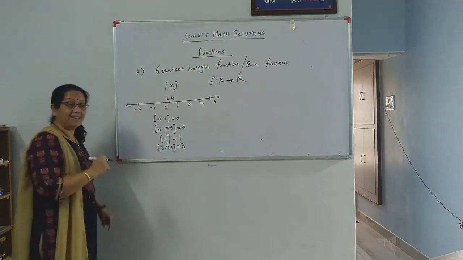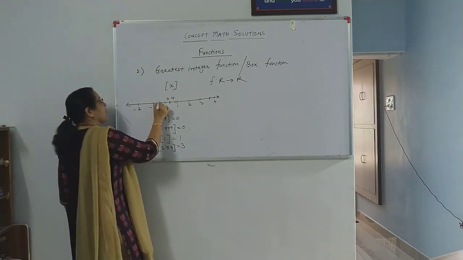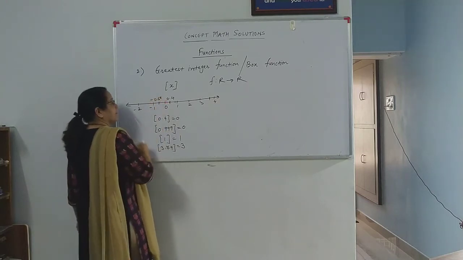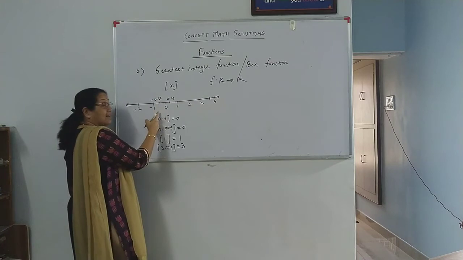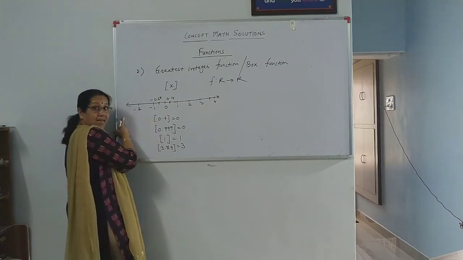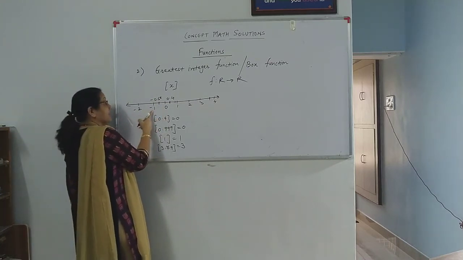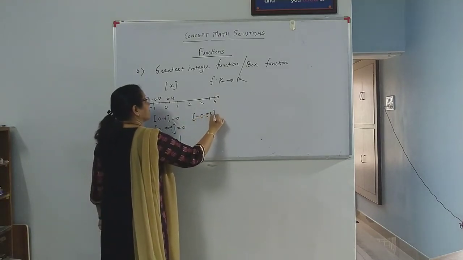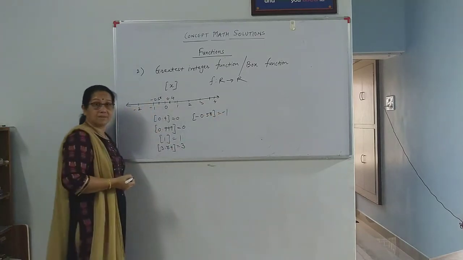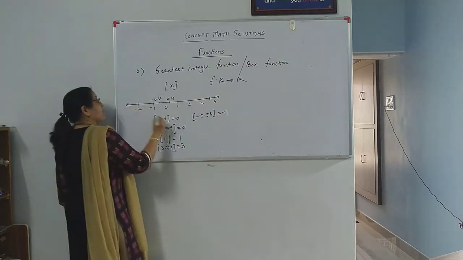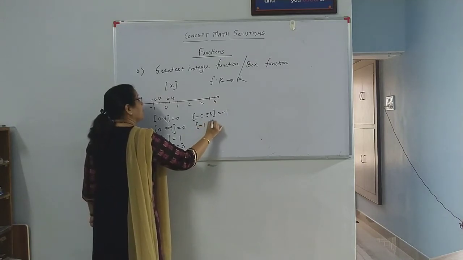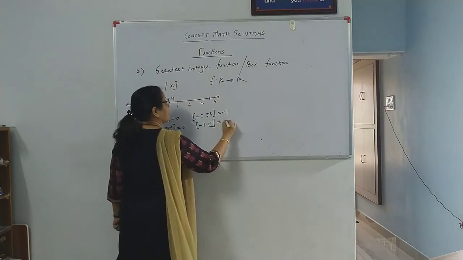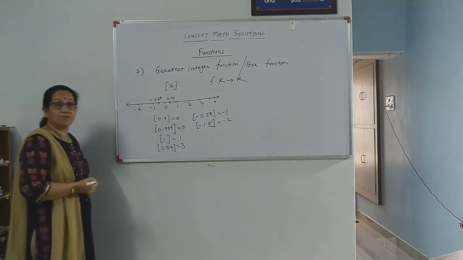Now let's go to some negative numbers. Suppose I have, say, minus 0.58. There are so many integers less than minus 0.58. Greatest amongst that is minus 1. So minus 0.58's image is minus 1. Say I have minus 1.5. It's here. Greatest integer function for minus 1.5 is minus 2.